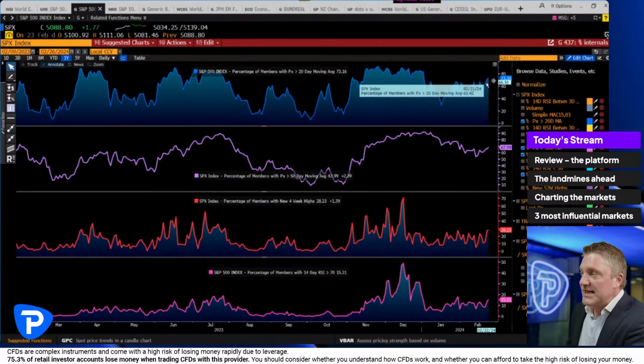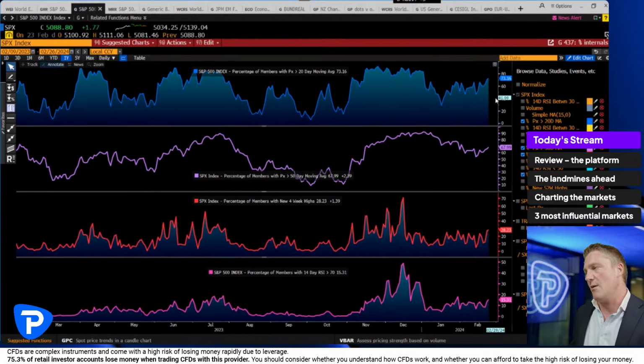So there is decent participation in the rally that we've been seeing. There's certainly no divergence playing through. We're seeing reasonable participation. Obviously, when we're seeing a market at all-time highs, we'd like to see more companies above those levels, but they are pushing up a little bit there as well.